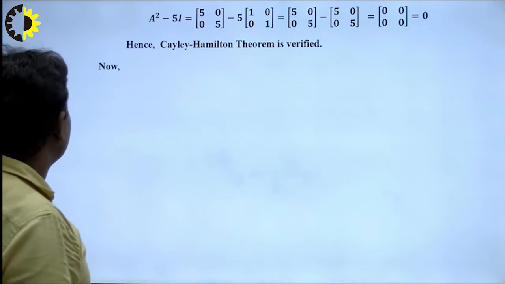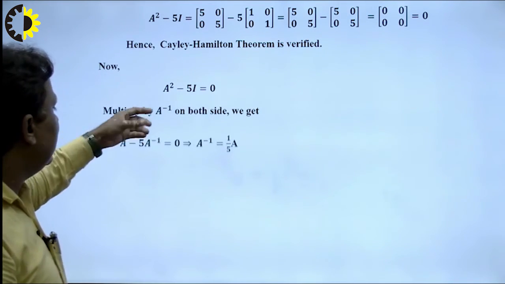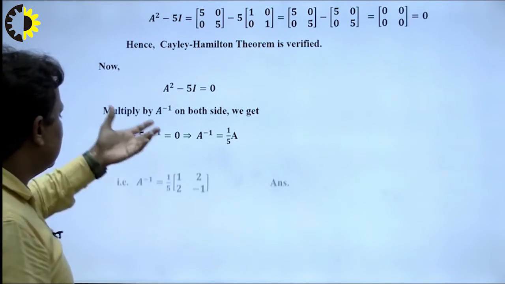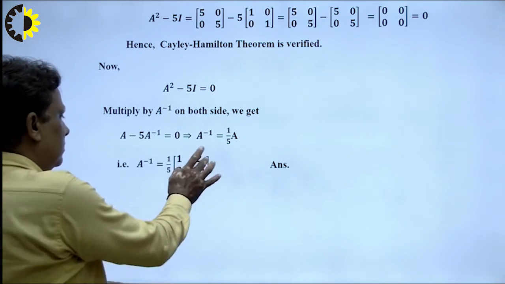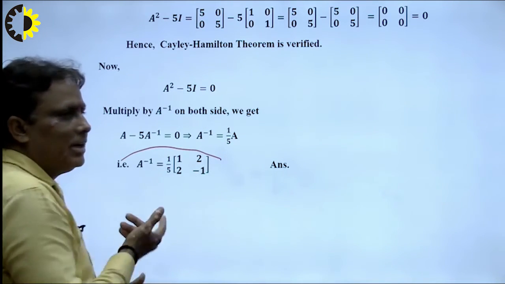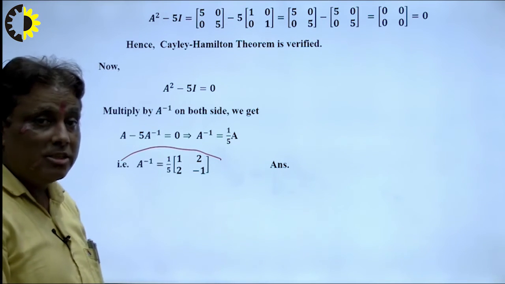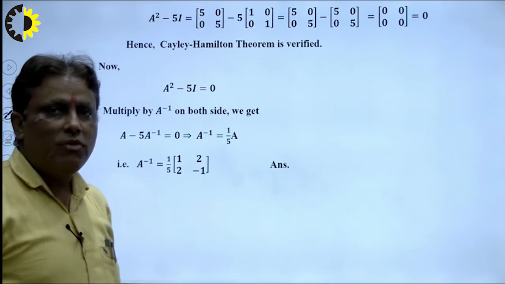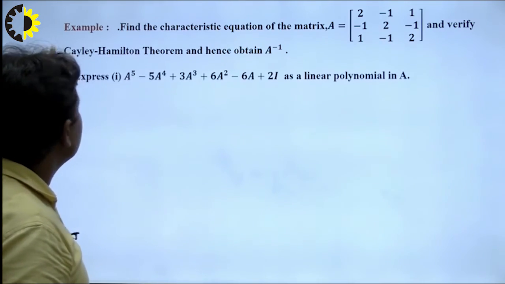Suppose I want to calculate the inverse, so we multiply by A inverse. A inverse is equal to 1 upon 5 of A. We can check that this is correct: the diagonal elements are interchanged, the off-diagonal elements are multiplied by minus 1, and divided by the determinant of A. In this way we can find the inverse of a square matrix, based on the characteristic equation.